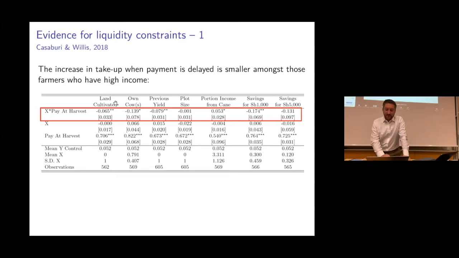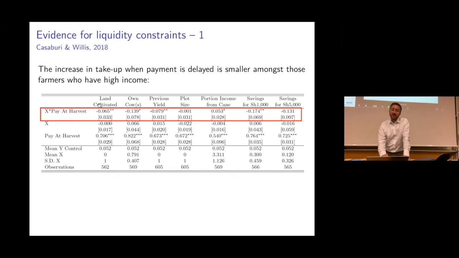And then at the top, you can see various measures of the wealth and the income of farmers. Jack and Lorenzo then put this variable in the regression. This X here is the corresponding variable at the column head. They put that variable in the regression, and then they interacted it with the treatment condition, paying at harvest. So what do these coefficients in the red box measure? They measure the differential treatment effect among the people who have a very high X. This number, for example, is saying that the increase in insurance take up that you get from paying late is smaller among people who cultivate a lot of land.